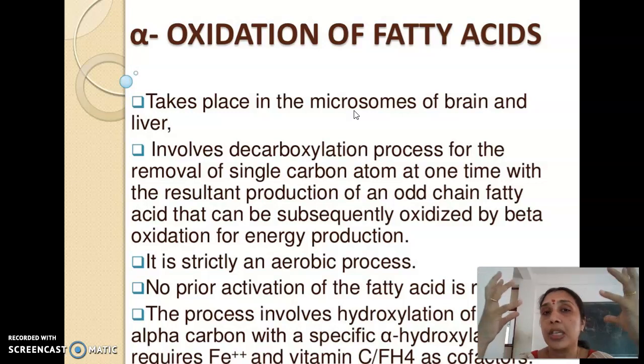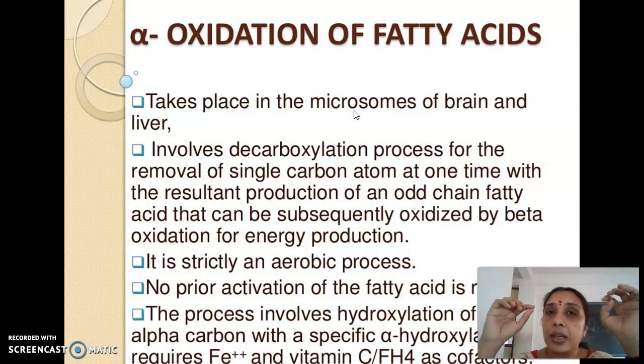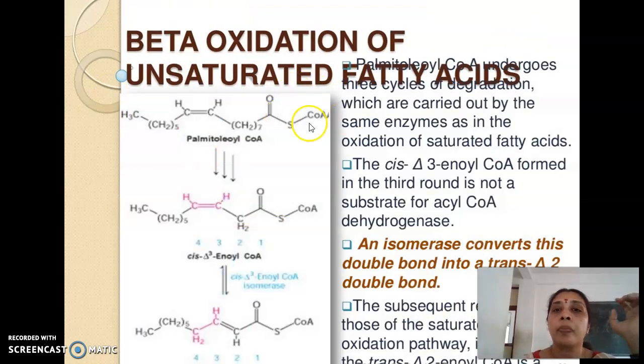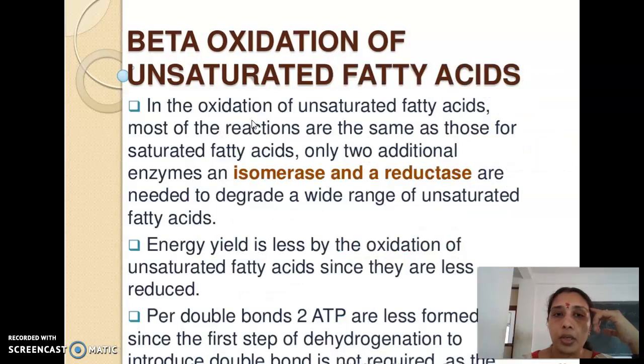Clear? So some sort of modification happened. What could be the reason the enzymes cannot give access to the beta carbon atom? Because some side chains are attached onto the alpha carbon atom. Take fatty acids, for example: this is our alpha carbon atom, this is the beta carbon atom. It's palmitoyl CoA. So this is the alpha carbon atom.